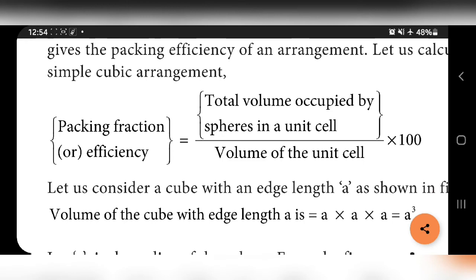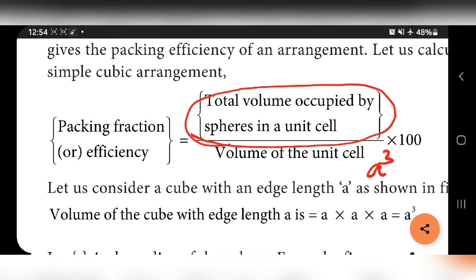So now we are going to calculate the packing efficiency for simple cubic. Already we know the formula for packing efficiency, that is the total volume occupied by the spheres in one unit cell divided by the volume of the unit cell. The volume of the unit cell, as I already told, is a cube. Now we are going to calculate the total volume occupied by the spheres.